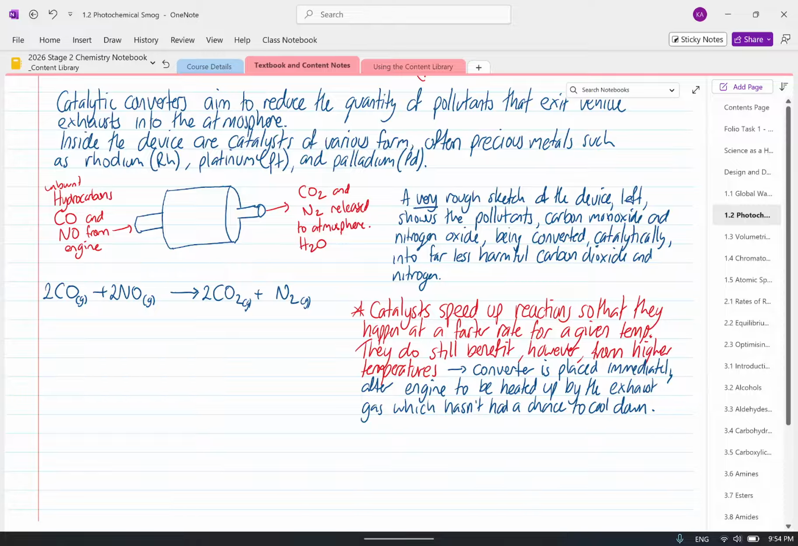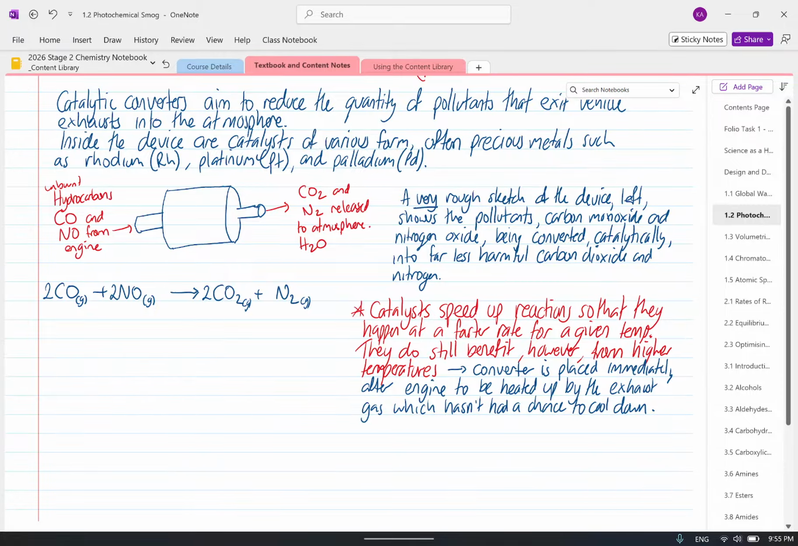Again, another aside, because that's what I do. In the PhD I was doing, which as you probably know I didn't complete, we were researching materials that could be catalysts at room temperature. They would catalyze these reactions immediately as soon as the car was turned on, so that you didn't have some of the unburnt fuel, carbon monoxide and nitrogen oxides being released into the atmosphere while the car is still warming up.